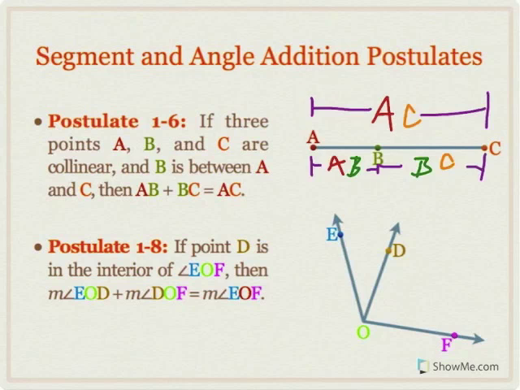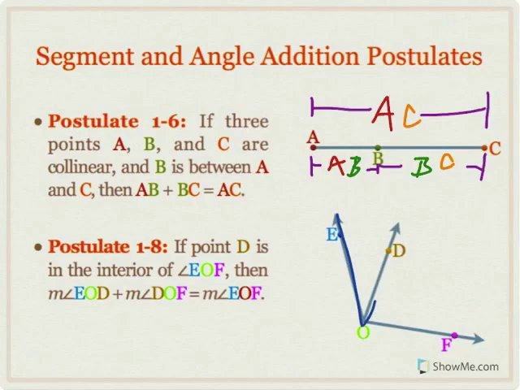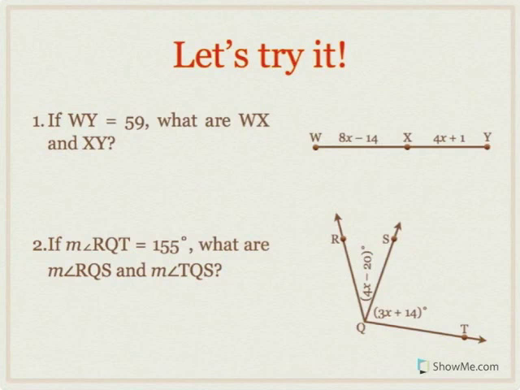The angle addition postulate is just like that. If you have point D in the interior of angle EOF, notice we have point D here in the interior of angle EOF, then the measure of angle EOD plus the measure of angle DOF is equal to the measure of angle EOF. Basically, both of these postulates say if you add two pieces together, you get one great big thing. Let's try using these two postulates.